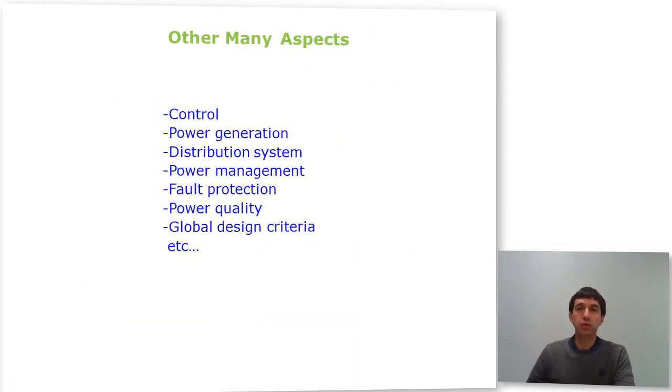And there are many other aspects in relation to the electric technology of ship propulsion that we cannot mention in this tutorial, but more information can be found in the books that I spoke about at the beginning. These aspects could be the control, the power generation, the distribution system, the power management, fault protection, power quality and so on. There are many aspects of the technology that should be covered in order to do a proper design of a vessel.